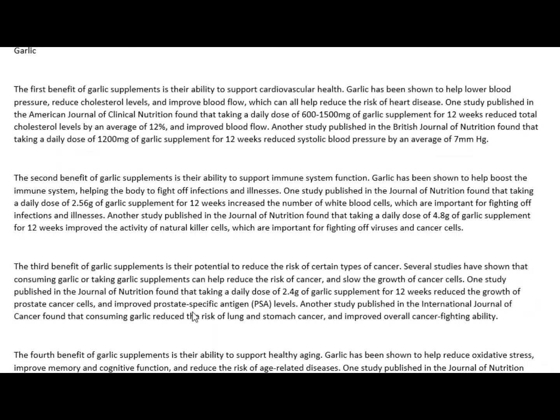Wait, can you repeat the sentence? Actually, can you start from the beginning on garlic? Yeah, for sure. The first benefit of garlic supplements is their ability to support cardiovascular health. I should have written "its ability" instead of "their ability." Grammatical mistake, my bad. Garlic has been shown to help lower blood pressure, reduce cholesterol levels, and improve blood flow, which can all help reduce the risk of heart disease.